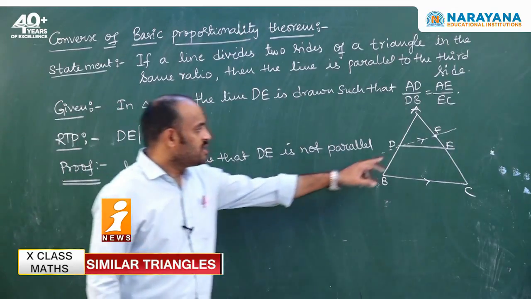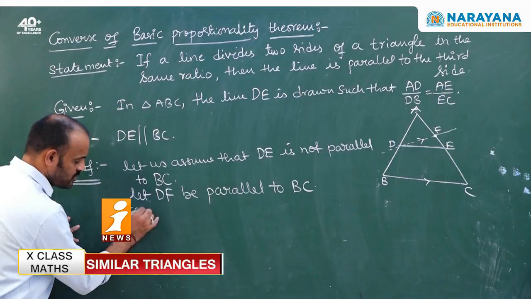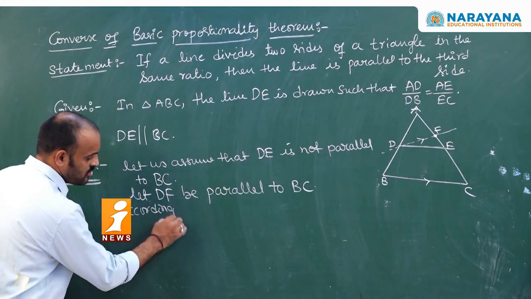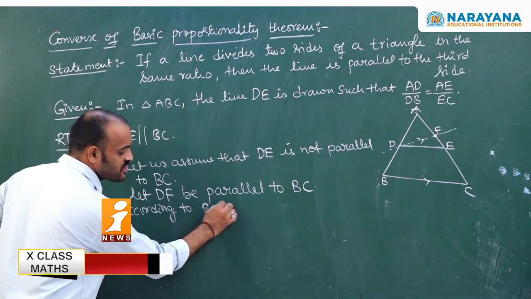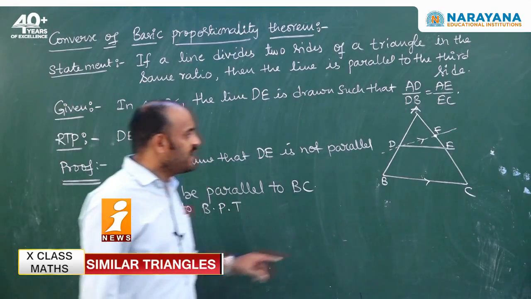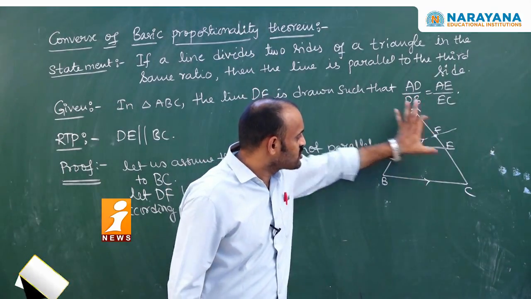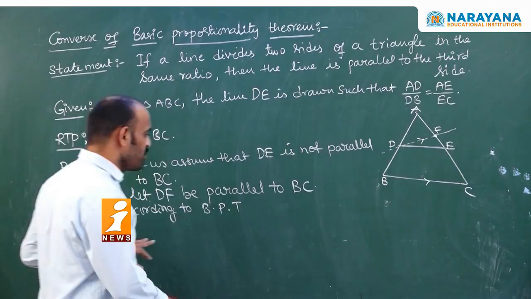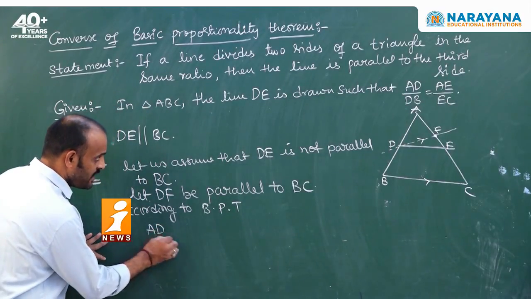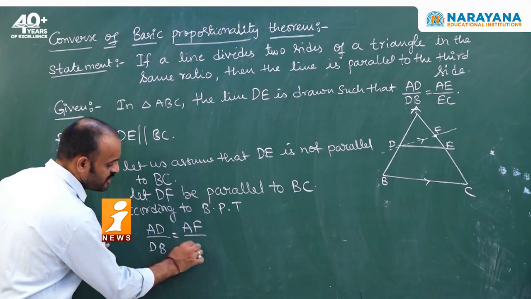Once these two lines are parallel, according to the basic proportionality theorem, BPT means basic proportionality theorem: if a line is drawn parallel to one of the sides, then the line divides the other two sides in the same ratio. That means AD by DB is equal to AF by FC.